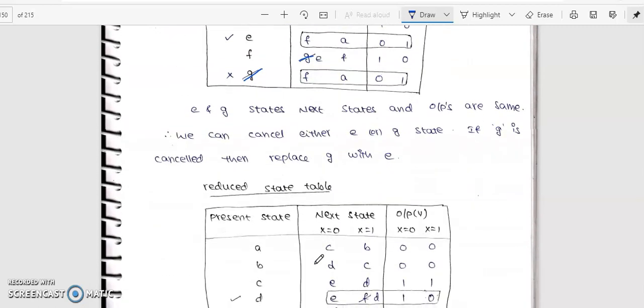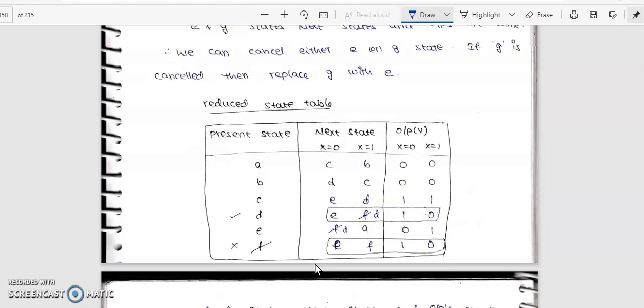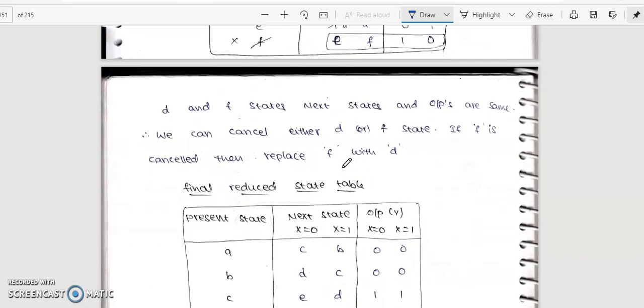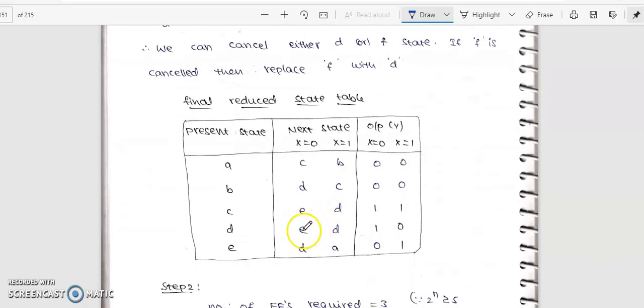After that, you have to draw the reduced diagram. Even in the reduced diagram, I found that states D and F have the same next states and the same outputs. Now I'm replacing F with D, so wherever I see F, I replace it with D. So the further reduced table is this. See here, C and D have the same next states, but not the same output. So we cannot perform state reduction on these states. So now there are 5 states.